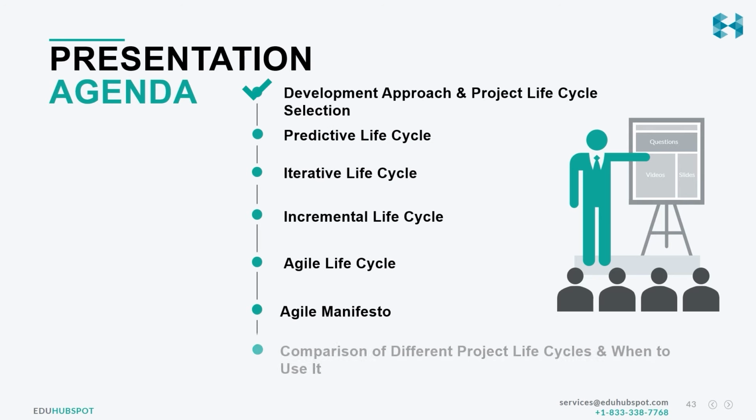I will talk about what is a predictive life cycle, what is an iterative and incremental life cycle, and how both of these life cycles become part of your agile life cycle or adaptive life cycle. Then we will end this video by talking about the Agile Manifesto and the Agile principles. So let's go right into it.